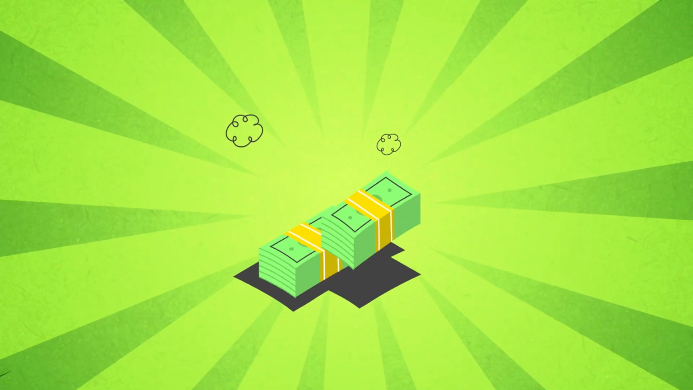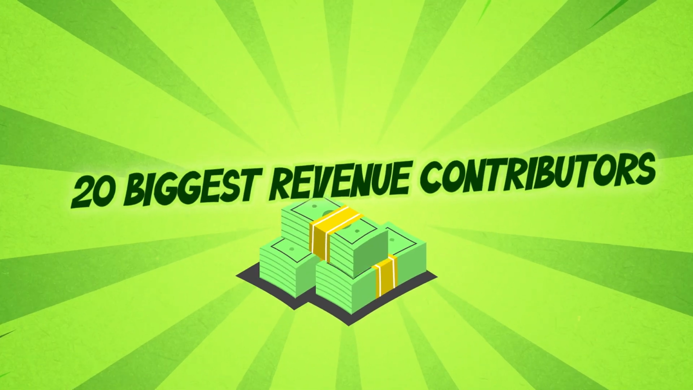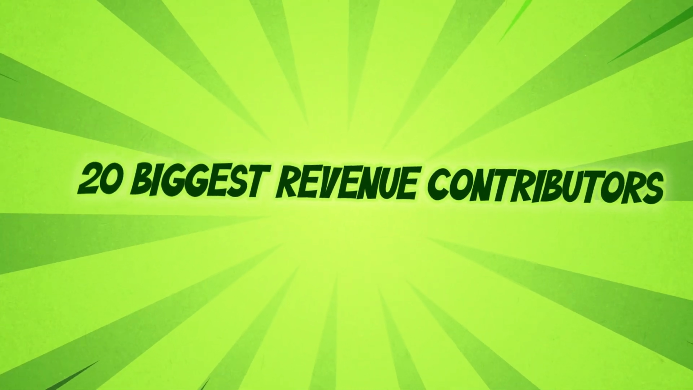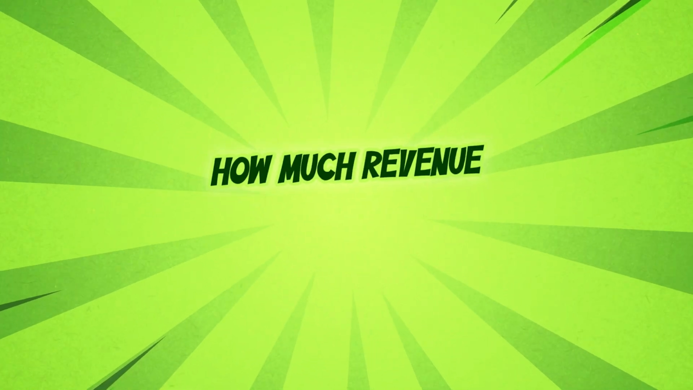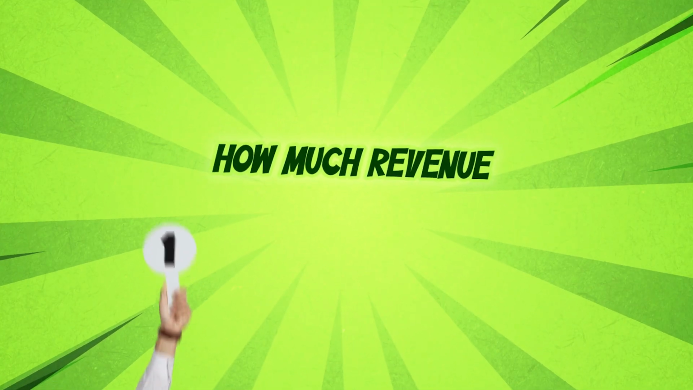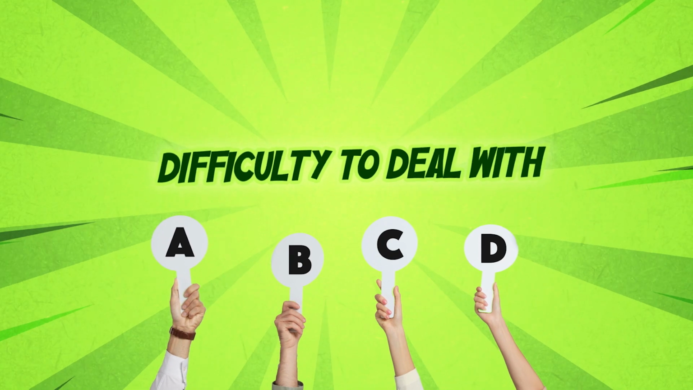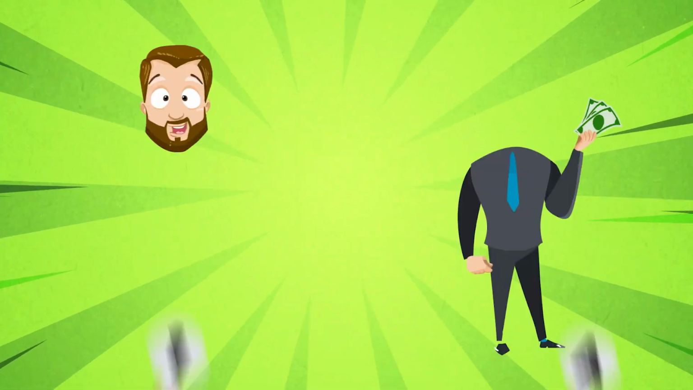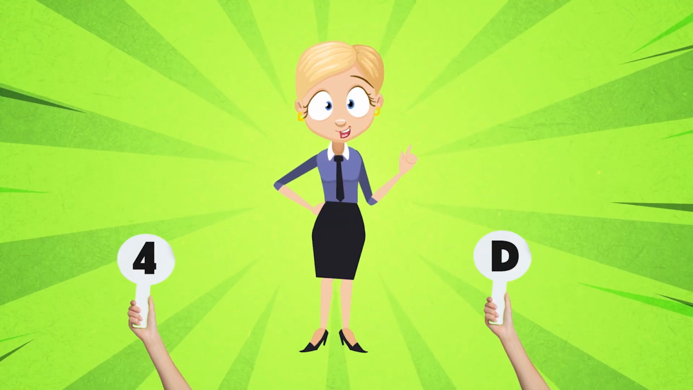So we actually do a client analysis chart with our clients. They go through and write down their 20 biggest revenue contributors to their business. And then they score them based on how much revenue they give them, and that's a 1 to 4 metric. Then they score them on a difficulty to deal with metric, which is an A to D. So the best client is a 1A. The worst client is a 4D.